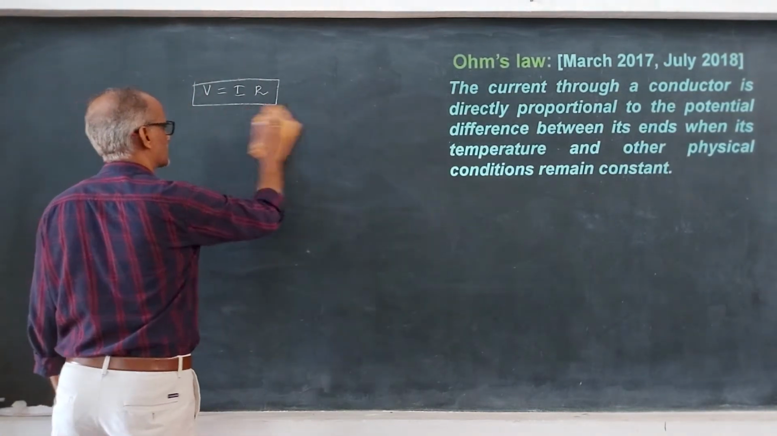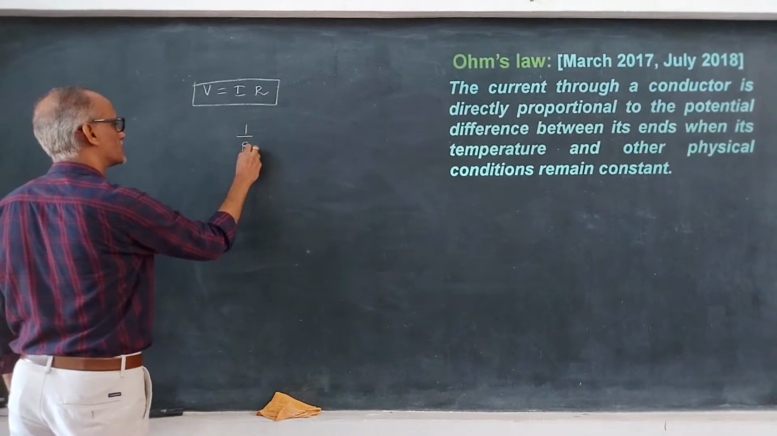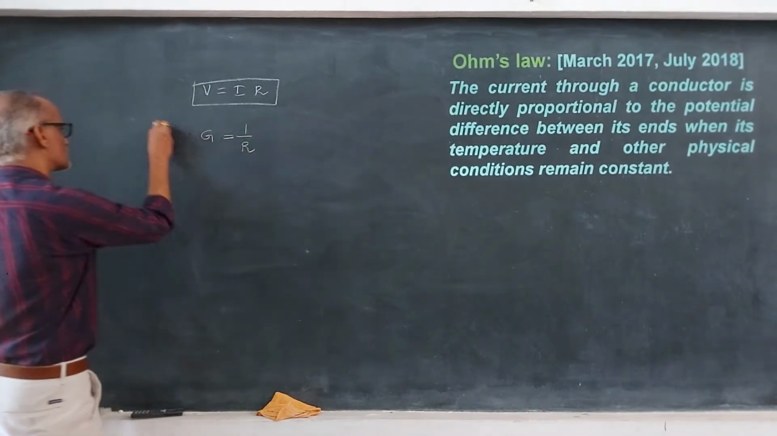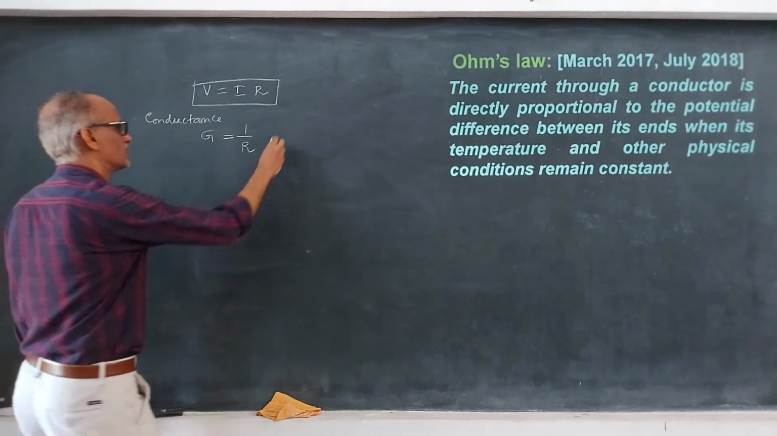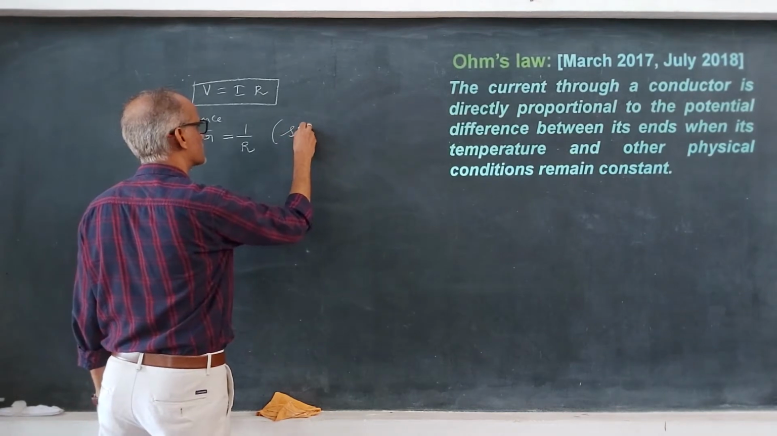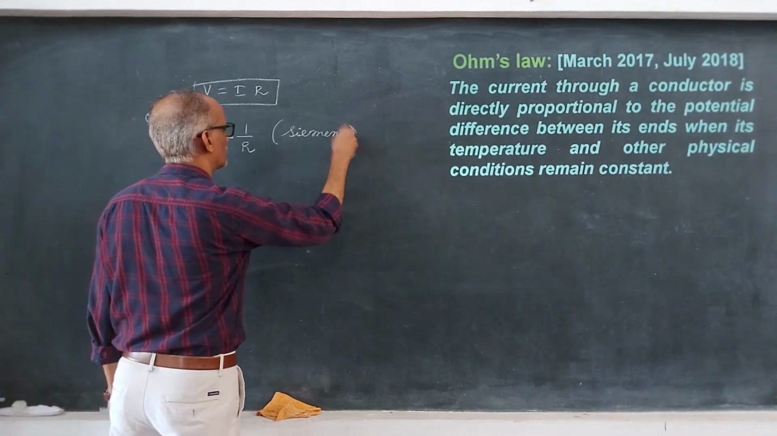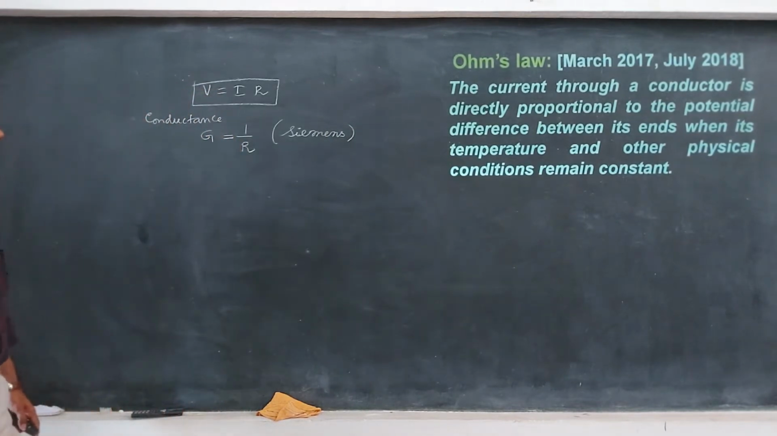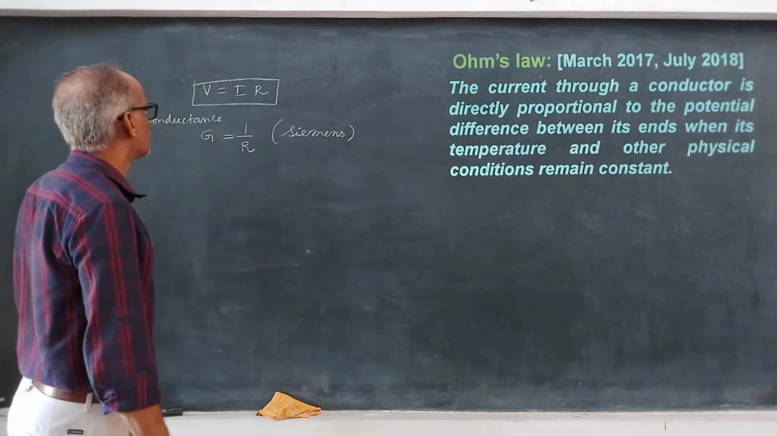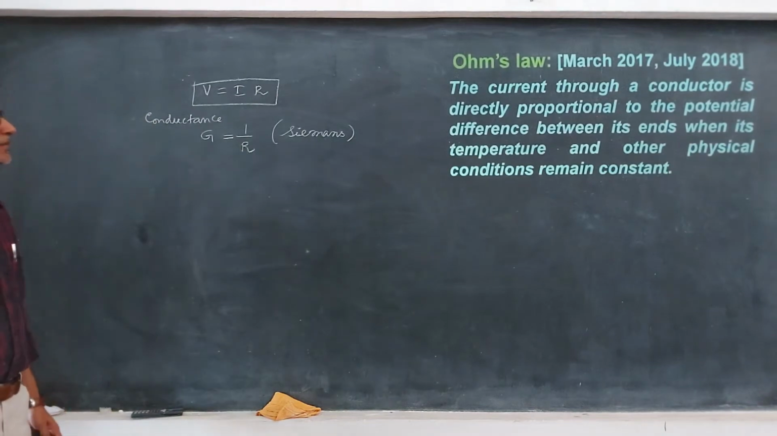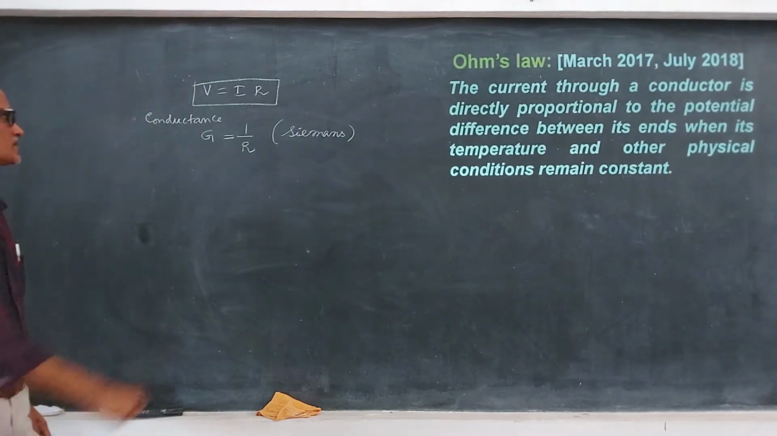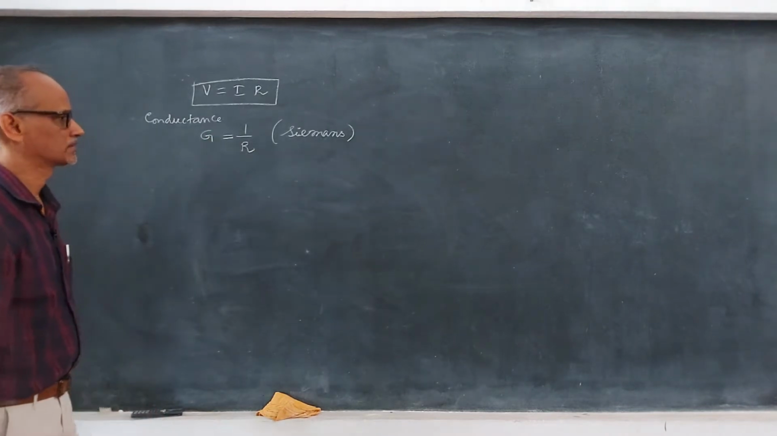Reciprocal of the resistance is denoted by G, and this is called electrical conductance, and it has a unit which is Siemens. S-I-E-M-E-N-S. Siemens is the unit of electrical conductance. So, reciprocal of resistance is called conductance.